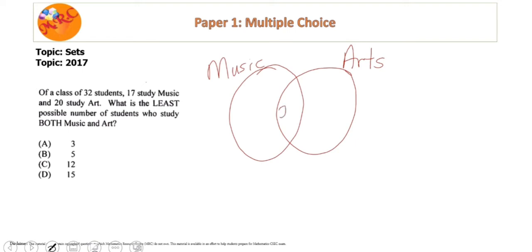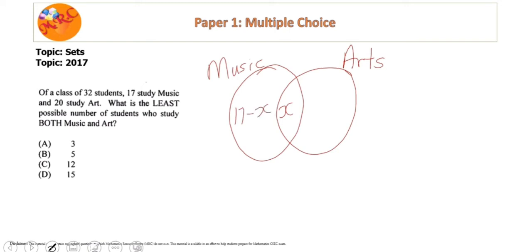We know that there are some students that study both music and arts. We are not sure what the value is, so we put X in the intersection. Over here, for the music only aspect, it says 17 study music. So this part for music, persons who study music only, is going to be 17 minus X.